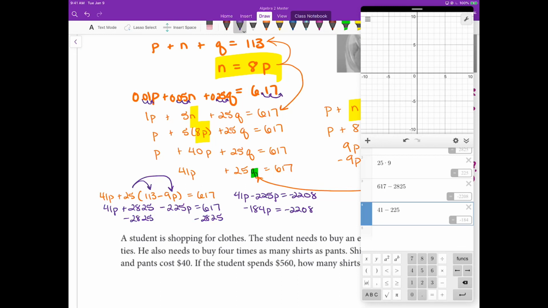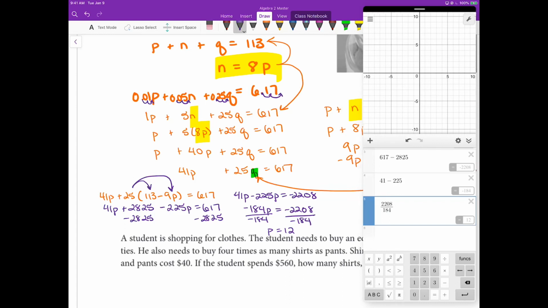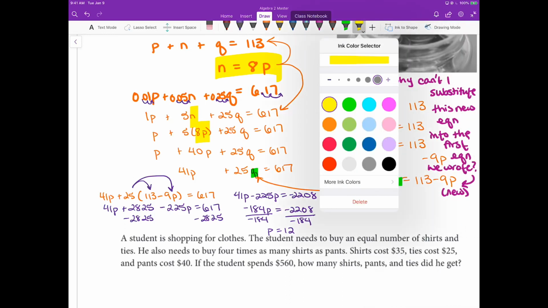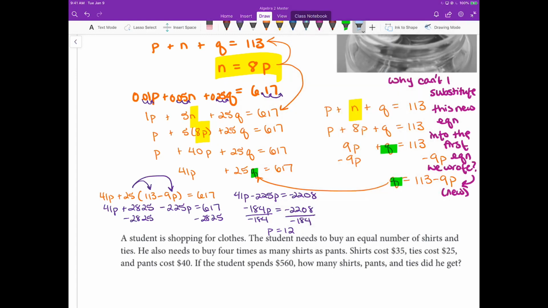But then we can check ourselves by seeing that we divide by negative numbers in this last step, which means we should hopefully get a positive number of pennies. So 2,208 divided by 184 is 12. So we have 12 pennies. Let's highlight this a different color. This is the last value we needed. Well, the first value we've really found, right?